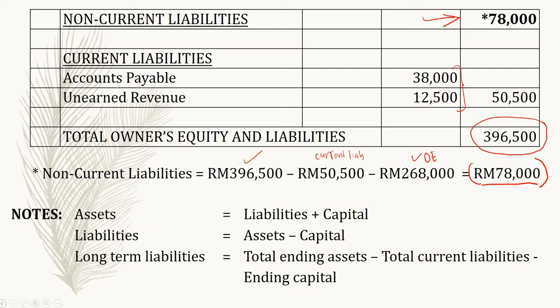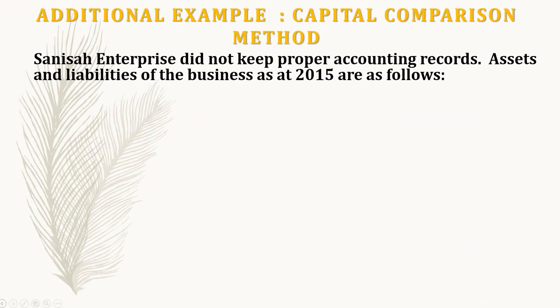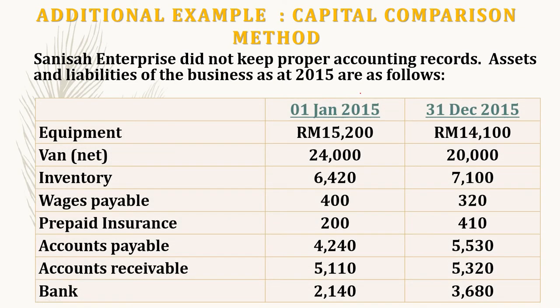So we go to another example, the additional example for the capital comparison method. So you have a balance. This is your beginning balance for all your assets and liabilities, and this is your ending balance. So this is your asset, this is your liabilities.